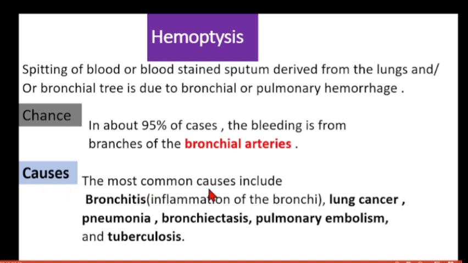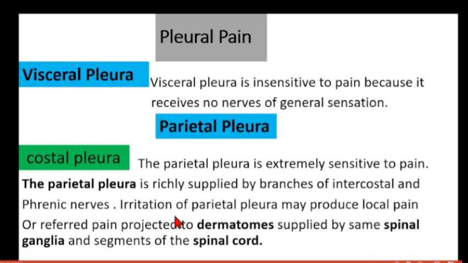Causes. The most common causes include bronchitis, inflammation of the bronchi, lung cancer, pneumonia, bronchiectasis, pulmonary embolism and tuberculosis. Pleural pain.